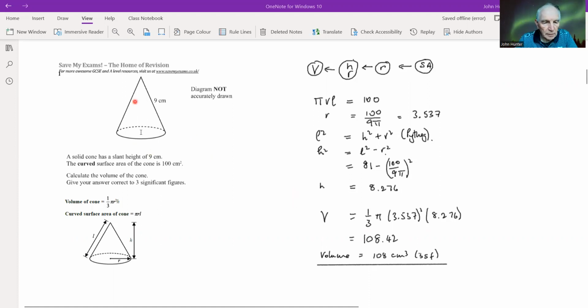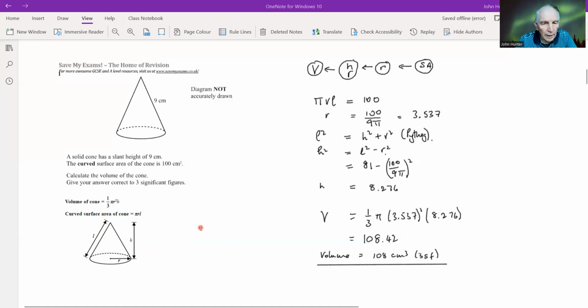Question one. We've got a cone here. It's got a slopey side of 9 centimeters, and its curved surface area is 100 square centimeters. Calculate the volume of the cone to 3 significant figures. This bit at the bottom is drawn from the front of the exam paper, so we're actually given formulas for the volume and the curved surface area. L is the slopey length, and H is the height.